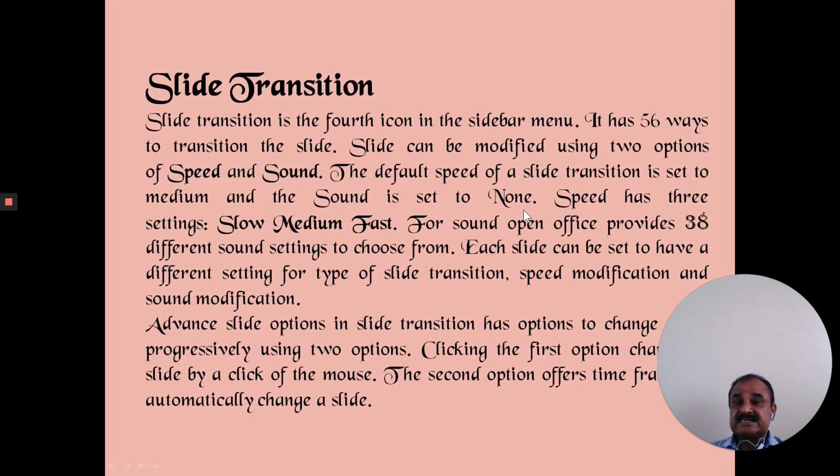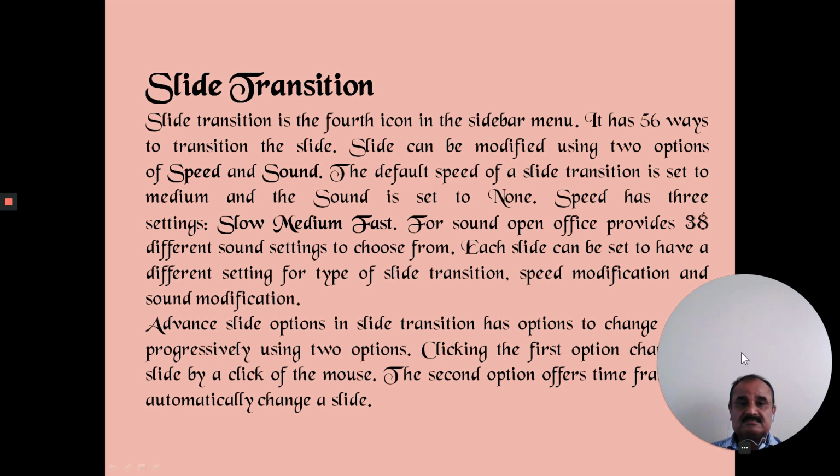Speed has three setting options: slow, medium and fast. You can choose the slow option where the movement occurs slowly; medium is the moderate pace; and the third is fast, where the transition occurs very quickly. For sound, OpenOffice provides 38 different settings to choose from in Impress. Each slide can be set to have a different type of slide transition, speed modification and sound modification.